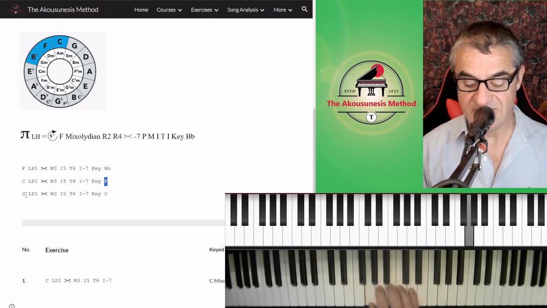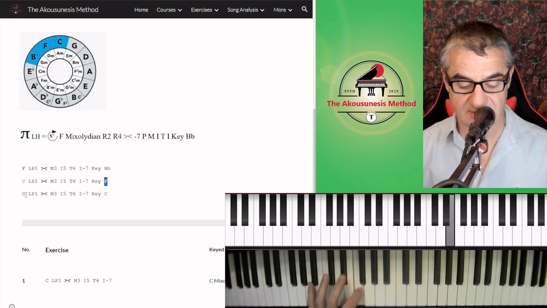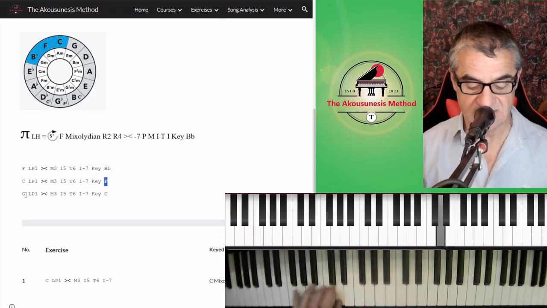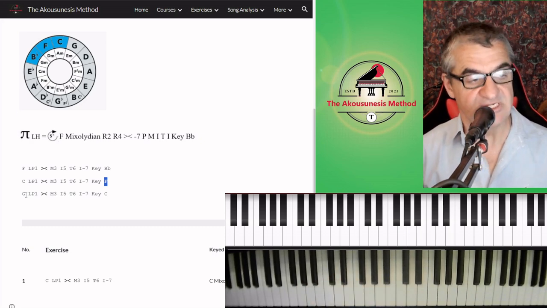There's G, and remove 2, right? I'll do it with the left hand. Remove 2 and remove 4. There's the Mixolydian, going right to the 1 in this case. We're going right back to the 1. I'll just go to the 7, and I'll remove 2 and 4. So you can see how we got that.